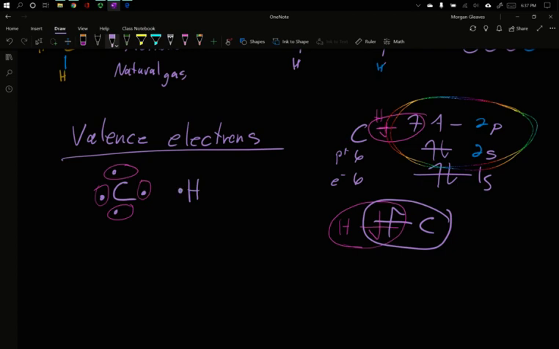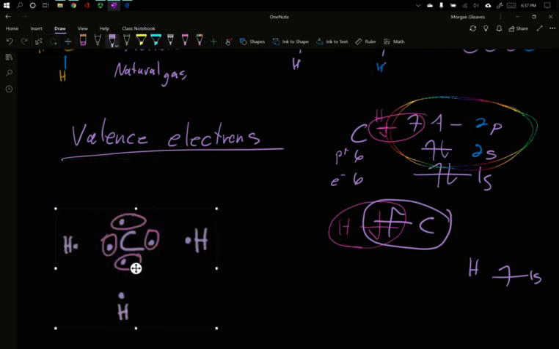Well, when I bring hydrogen up, hydrogen only has 1 electron. And so the hydrogen atom just has its 1s with 1 electron in it. So that hydrogen has 1 electron. I can have another hydrogen, it has 1 electron. I can have another hydrogen, it has 1 electron. I can have 1 more hydrogen, it has 1 electron.